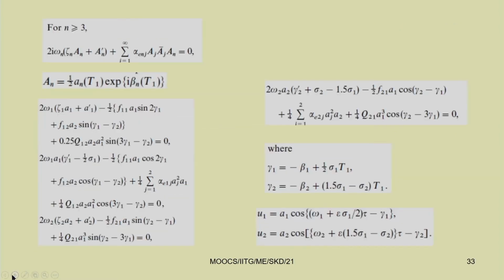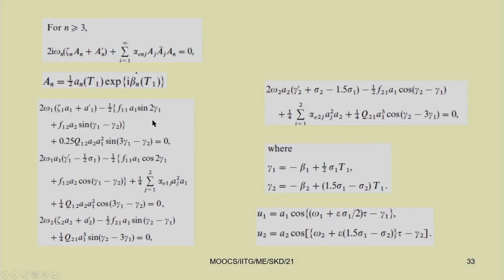For n greater than 3, due to the presence of damping, the system response will die down, so it is not required to consider n greater than 3. For n less than 3, these are the secular terms. To eliminate the secular terms, we can write down this equation, and here a_n can be written in its polar form, half a_n e to the power i beta_n.